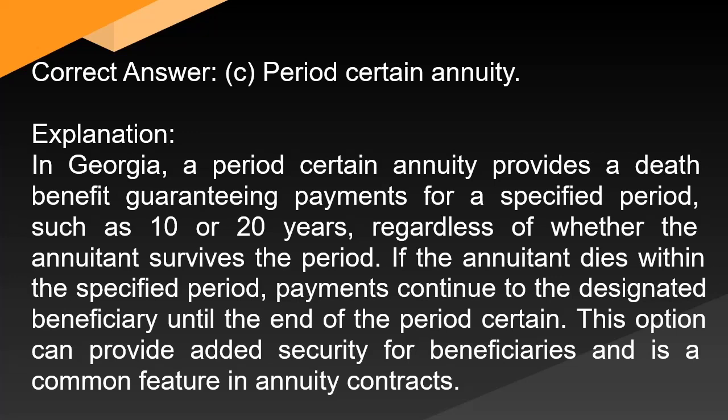If the annuitant dies within the specified period, payments continue to the designated beneficiary until the end of the period certain. This option can provide added security for beneficiaries and is a common feature in annuity contracts.